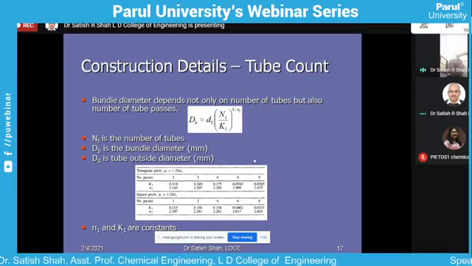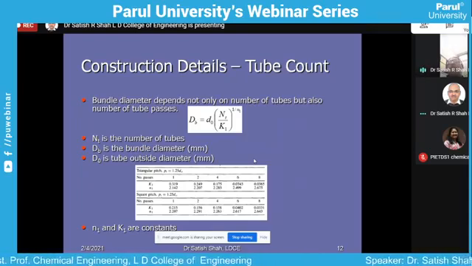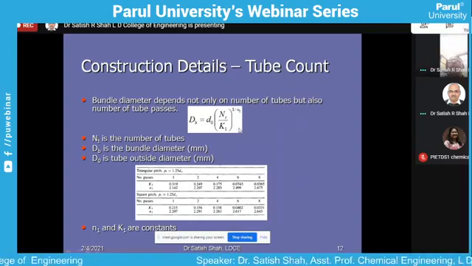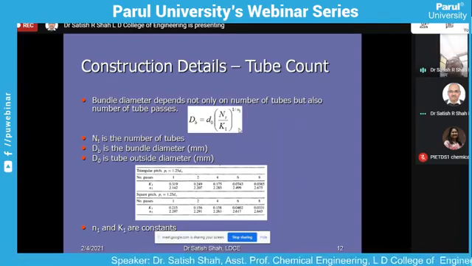All right. As I told you, the first important step is always to calculate the bundle diameter. How will you calculate it? The formula is dB equals Do times (Nt by K1) whole raised to 1 by n1. Can you all see this formula? You can note it down if you want, otherwise it is available in the standard book. dB equals Do into (Nt by K1) whole raised to 1 by n1.